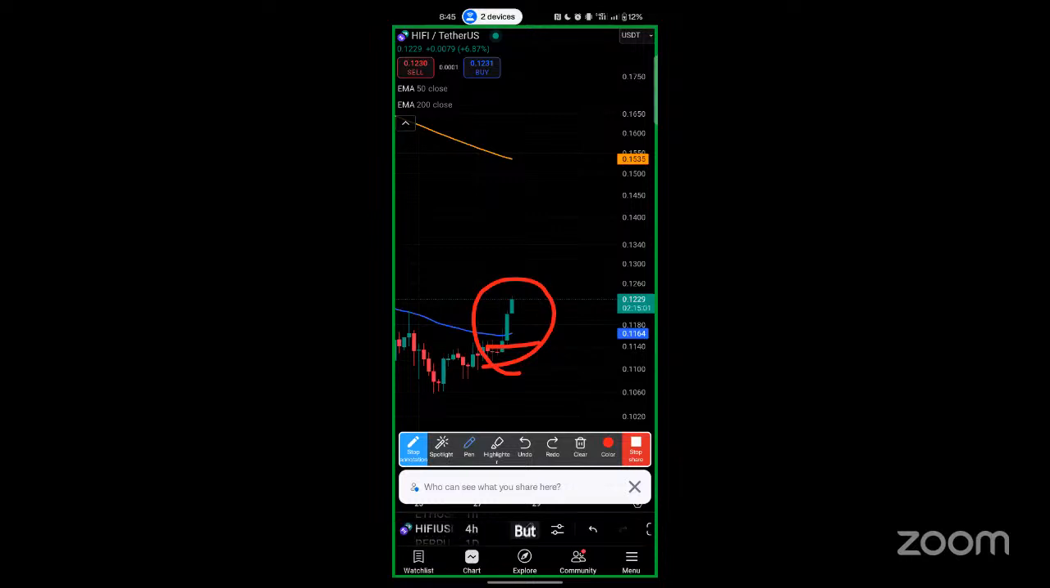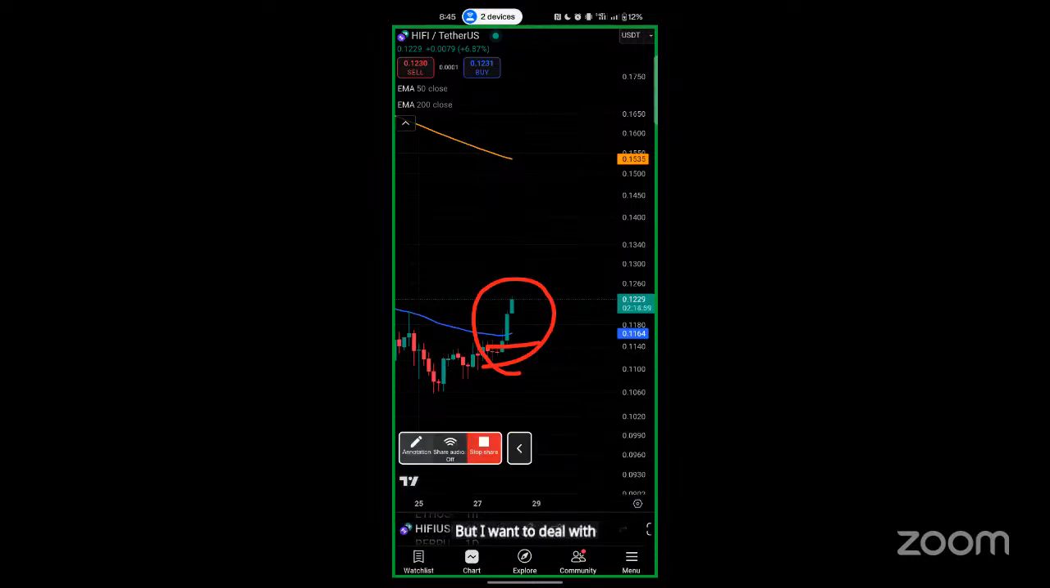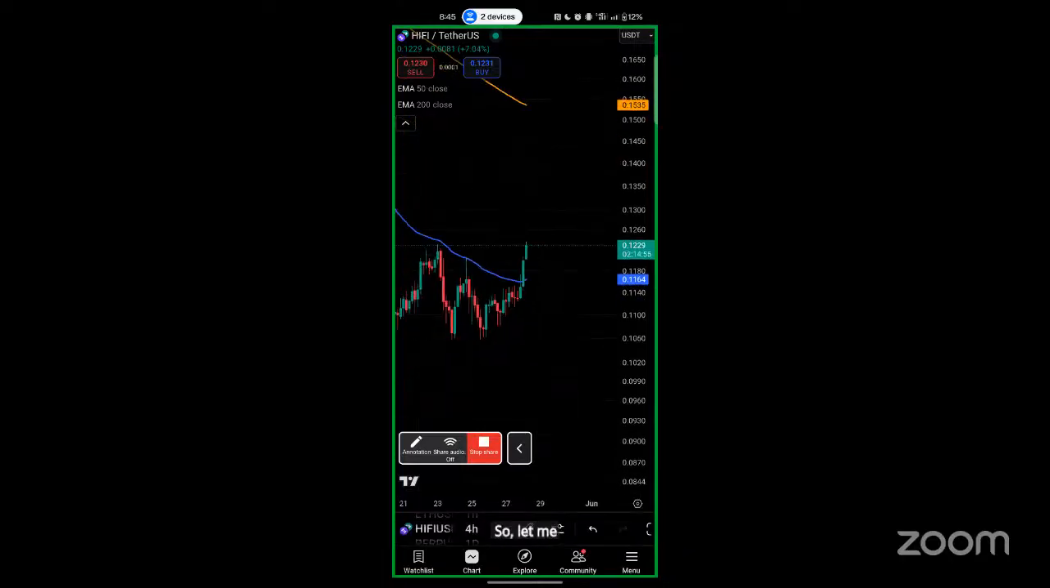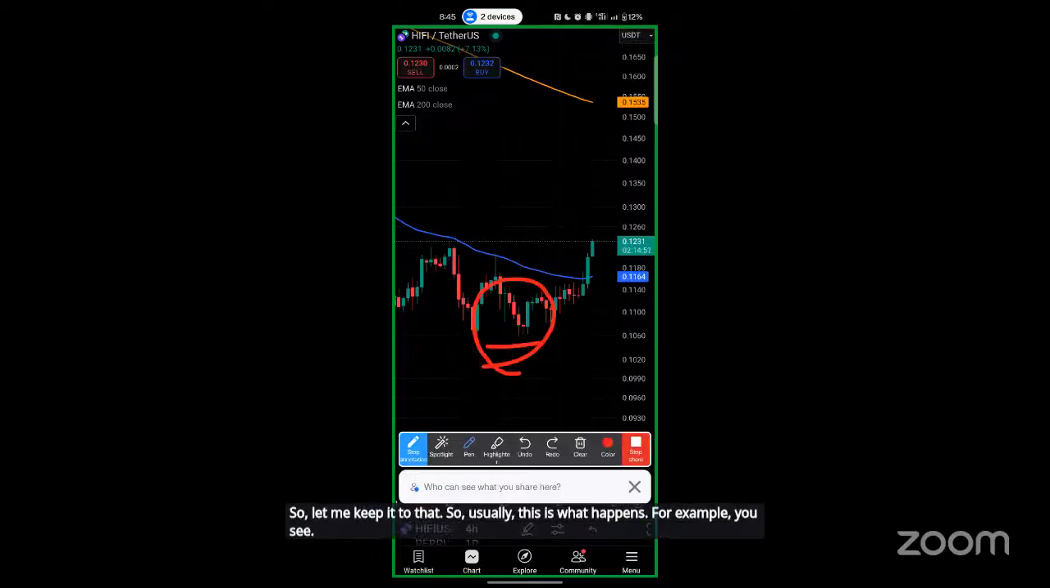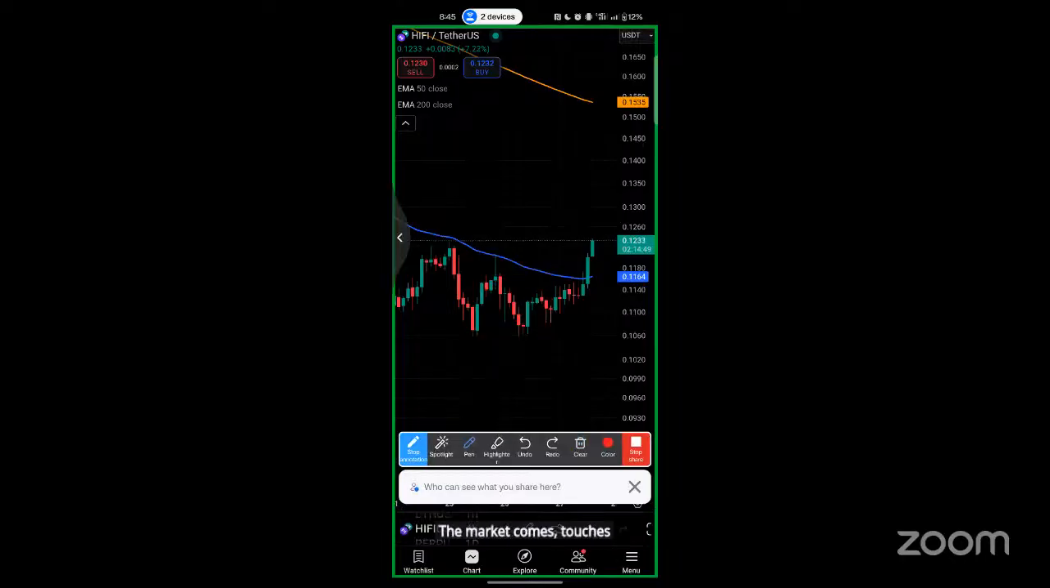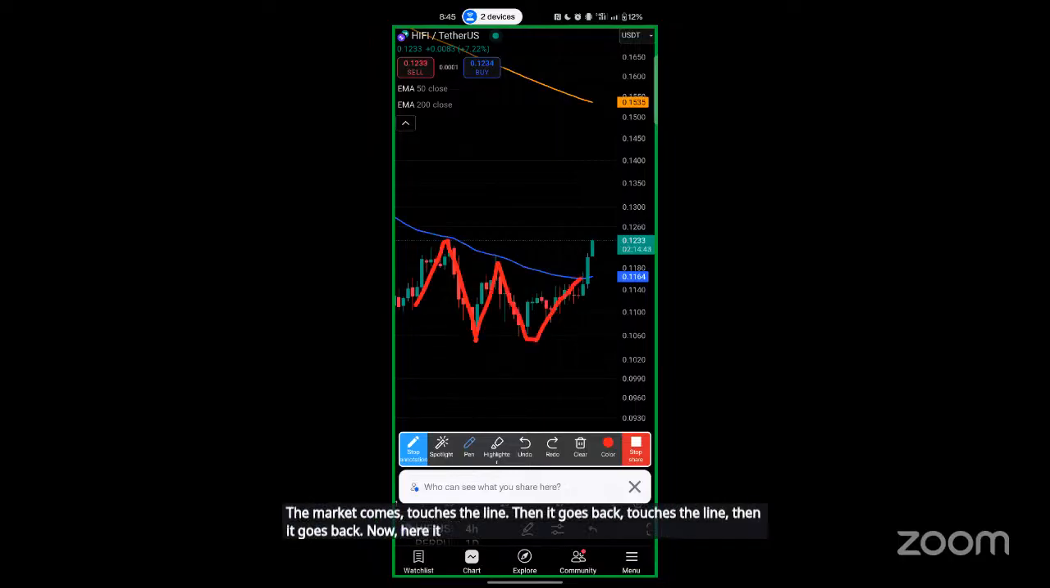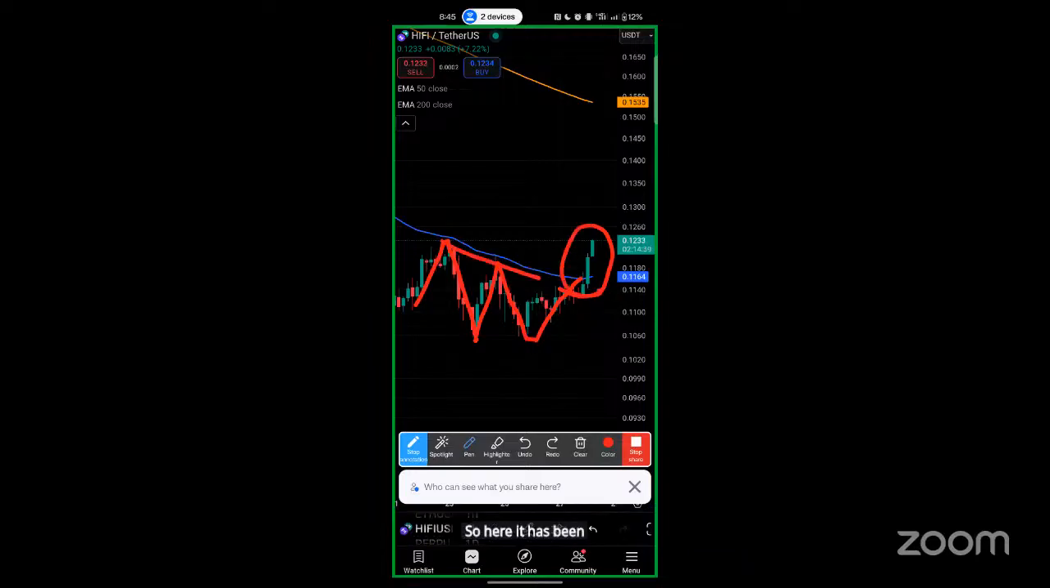But I want to deal with support and resistance in a different way, so let me keep it to that. Usually this is what happens. For example, you see the market comes, touches the line, then it goes back. Touches the line, then it goes back. Now here it touches the line and it closes above it. So here it has been acting as a resistance, but here it has acted as a support.